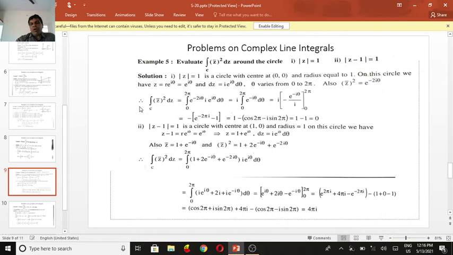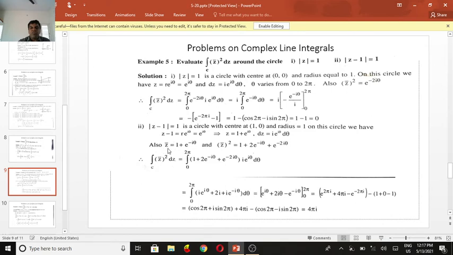Now we come to the second problem. The absolute value of z minus 1 equal to 1. This means this is a circle with the center (1, 0) and the radius is 1. And for the circle we have z minus 1, first z equal to r e power i theta. So r is the radius, r is 1, simply we say e power i theta. So z minus 1 equal to e power i theta; if we take 1 to this side, z equal to e power i theta plus 1. So differentiating we get i times e power i theta d theta.